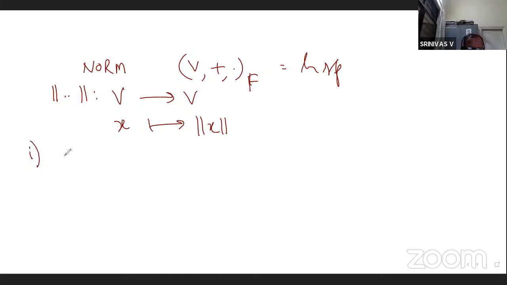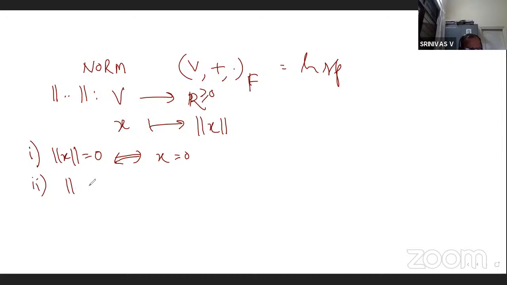Norm x, here we should have not V, it is R non-negative. So the codomain must be the set of non-negative real numbers. We want to define a particular function from V into the set of non-negative real numbers satisfying these conditions. Number one, norm x is equal to 0 if and only if x is equal to 0.